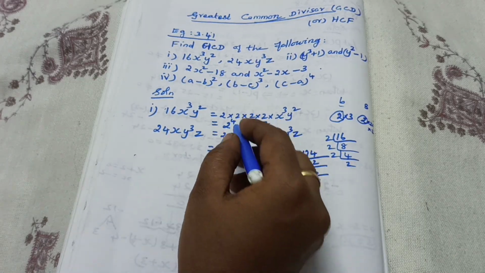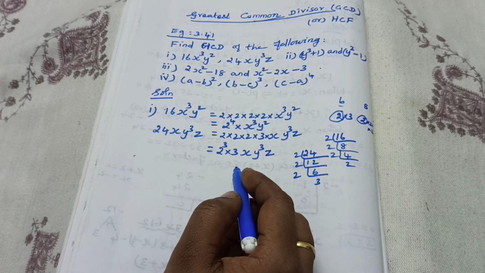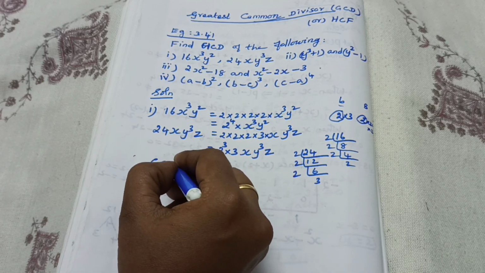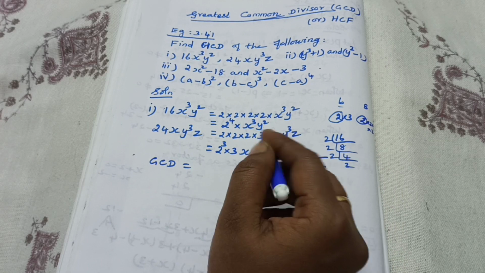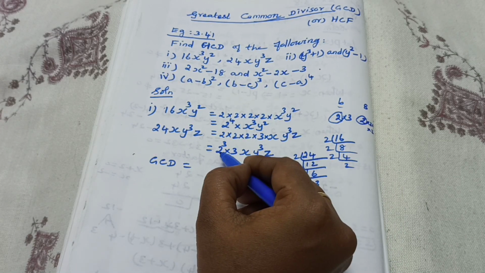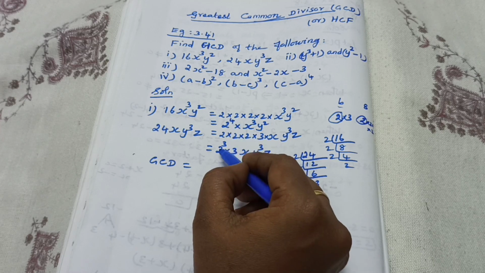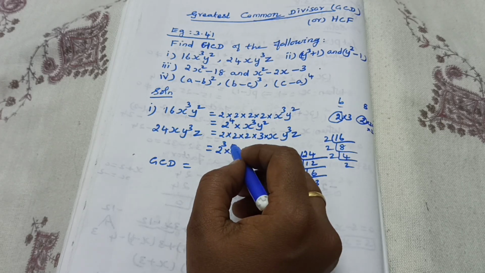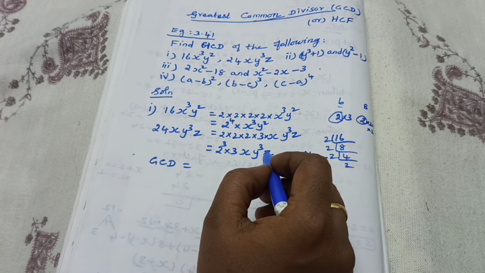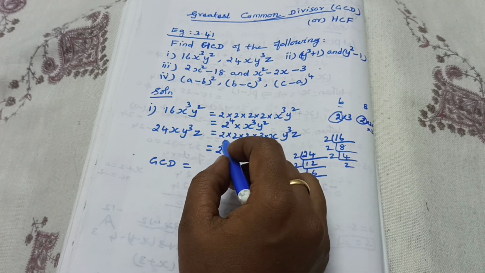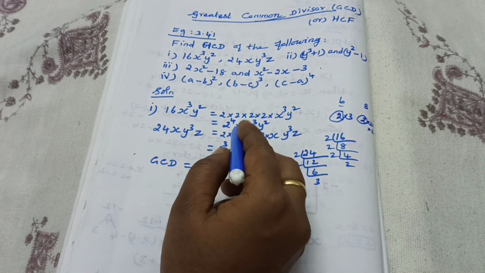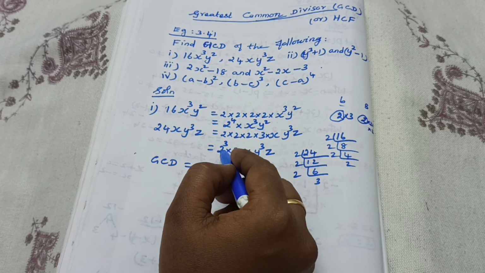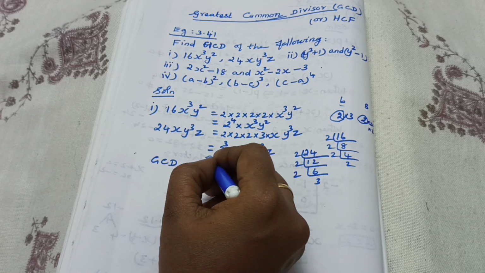Compare these two, which is the common? Whatever is common, only that common you should write. That's the GCD. GCD is equal to: here 2 power 4 is there, here 2 power 3. Which is common? 2 power 3 only, both also common, isn't it? One thing keep in your mind: take the lowest degree. Here 2 power 4, here 2 power 3, which is the lowest degree? 2 power 3, that you should write.